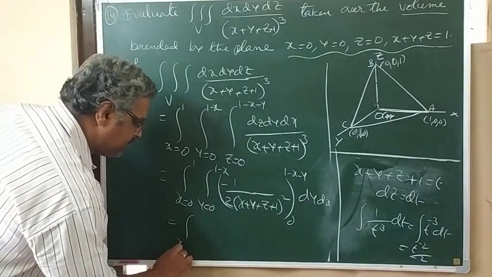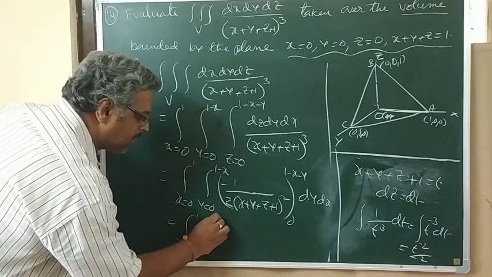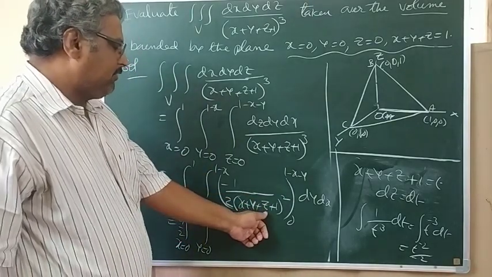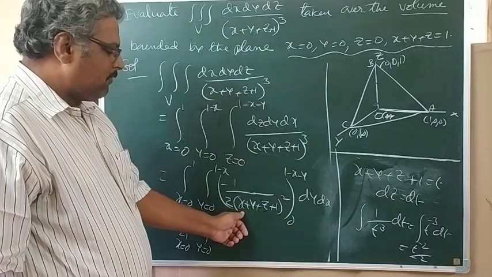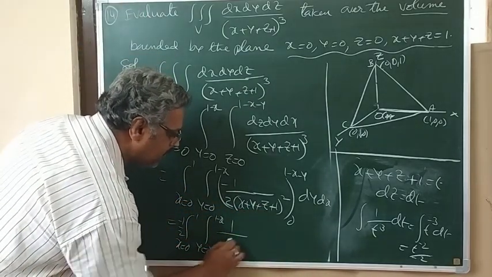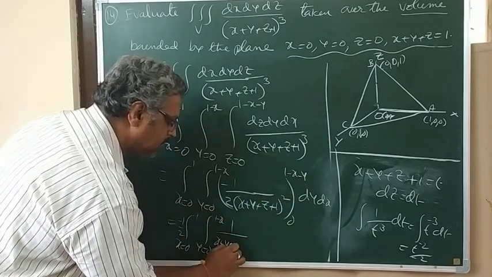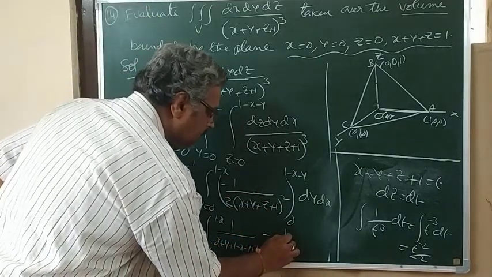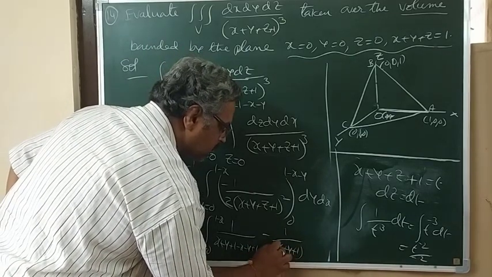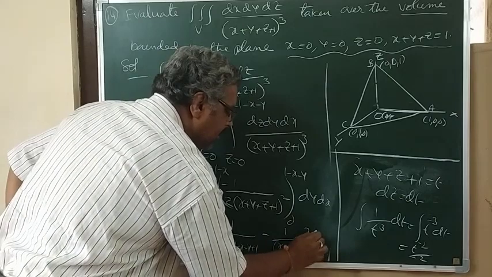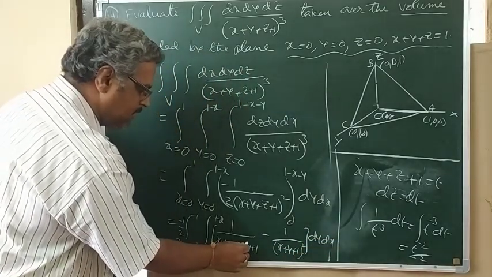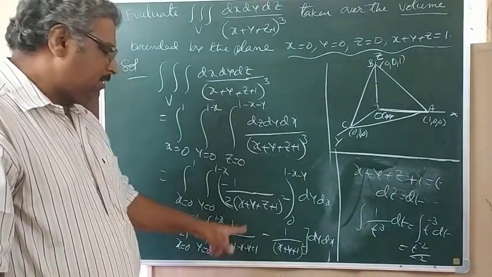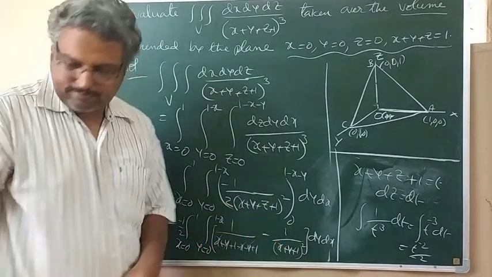Now this is the integral, x is 0 to 1, y is 0 to 1 minus x. Minus 1 by 2 is common. Now if you put z equals 1 minus x minus y, then minus x plus x are both cancelled, and we get 1 by (1 minus x minus y plus x plus y plus 1) whole square. If you put z equals 0, we get 1 by (x plus y plus 1) whole square, dy dx. Here x cancels, y cancels, 1 plus 1 is 2, giving 1 by 2 squared. So this expression is nothing but 1 by 2 times (1 by 2 minus this term).